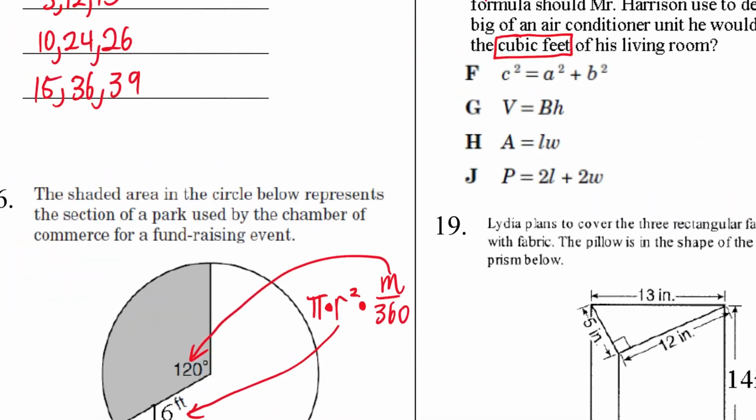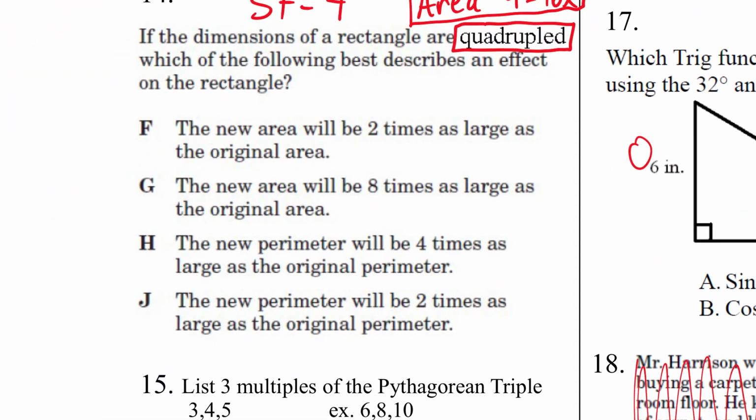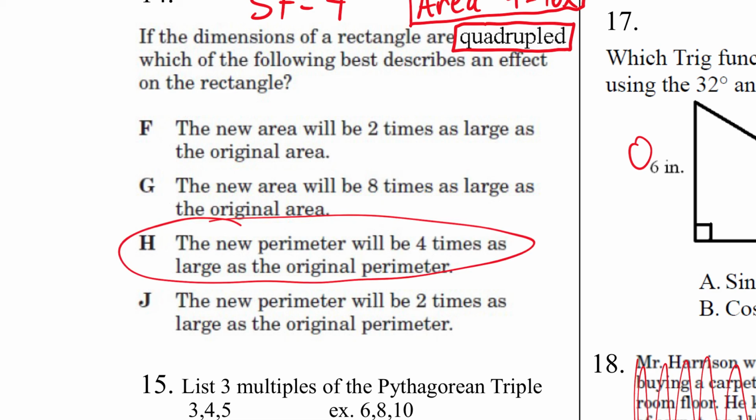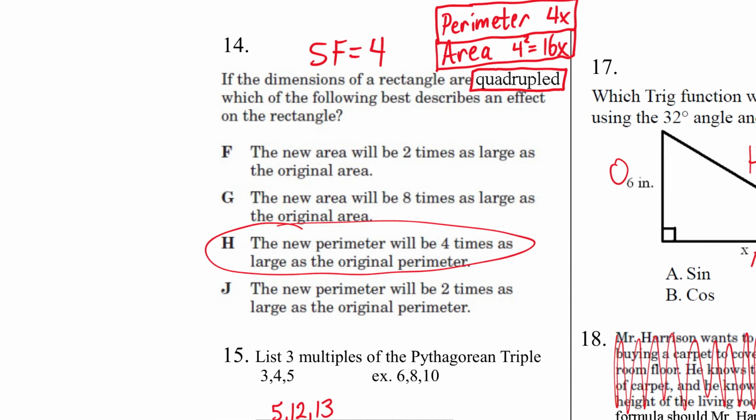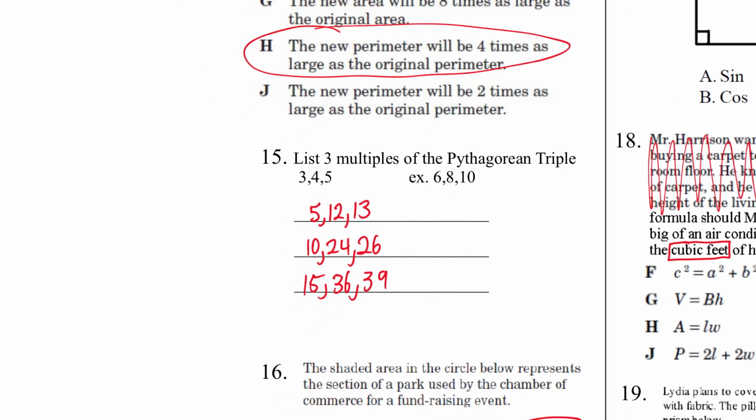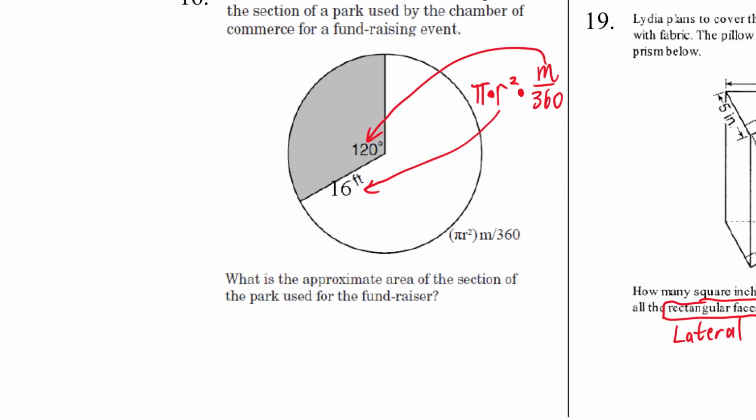All right, okay, on number 14. Like I said, we already got the answer there. It's this one right here. The perimeter will be 4 times. All right, we already did 15. On this one, you're just going to do pi times 16 squared times 120 over 360. And that should give you 268.08 square feet.